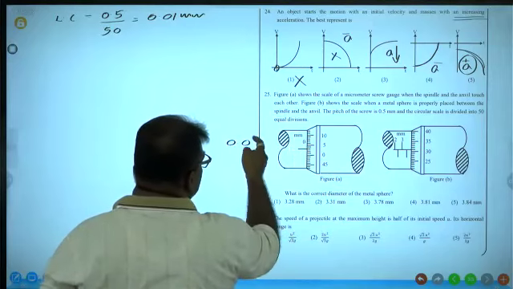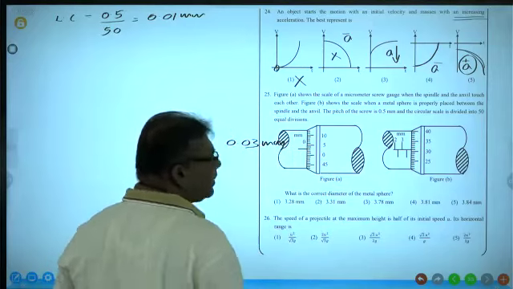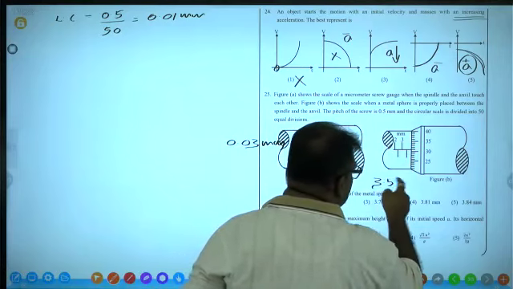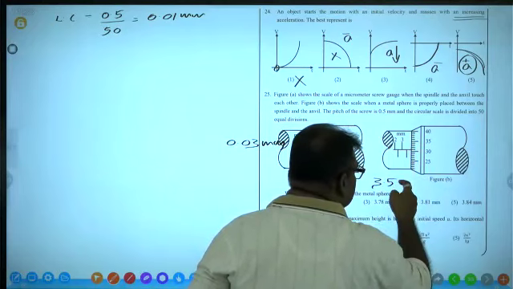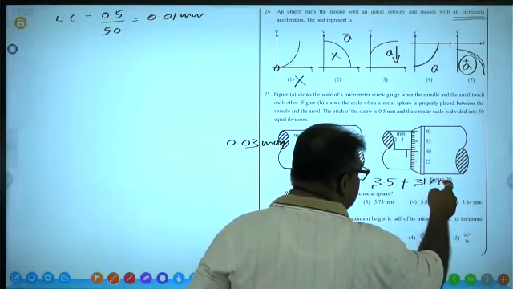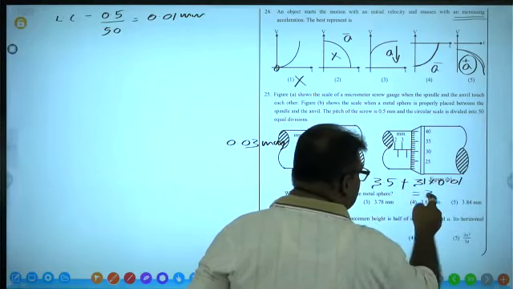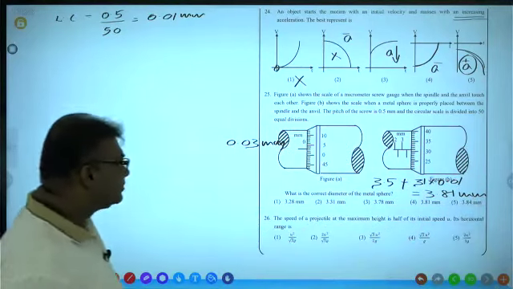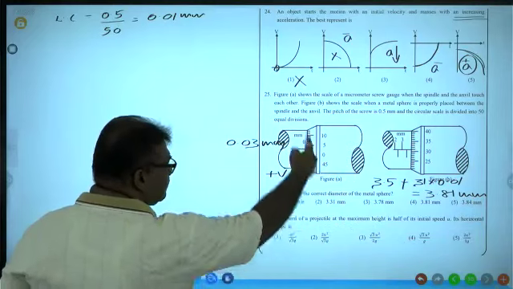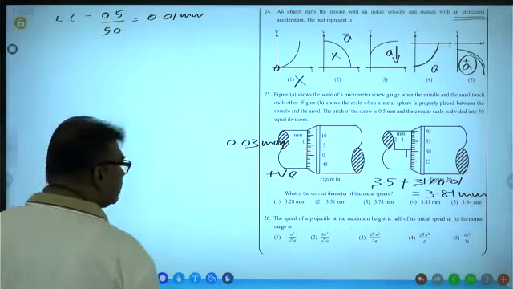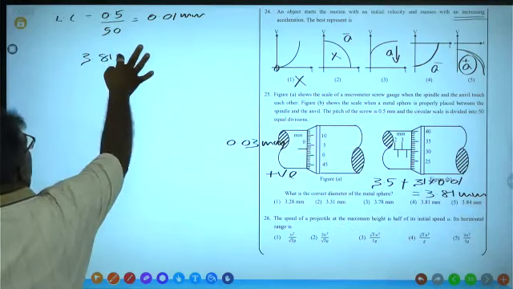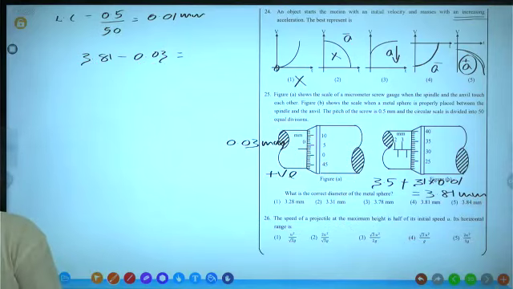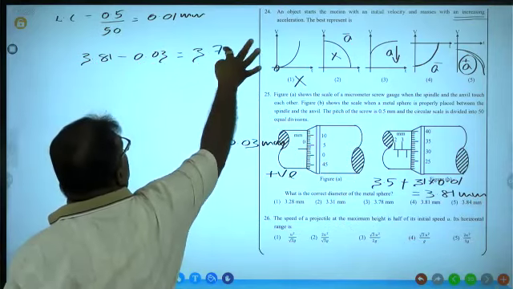Zero error is 0.03 millimeter, right? And here the reading 3.5 completed, it's 3.5 millimeter plus 31 divisions coinciding. Here we have 3.5 millimeter scale. Then here positive zero error, subtraction to be considered. 3.81 minus 0.03 millimeter should be considered. Then it becomes 3.78 millimeters.